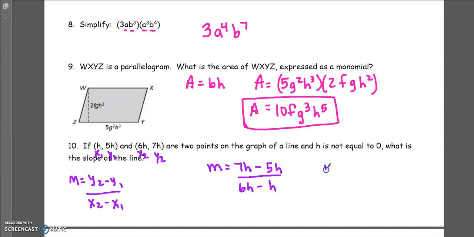Okay, so let's simplify that. So 7h minus 5h is 2h. 6h minus 1h would be 5h. And then we do know that anything over itself, they cancel each other out because it comes out to be a 1, right? So these are gone basically. So my slope comes out to be just 2 over 5.